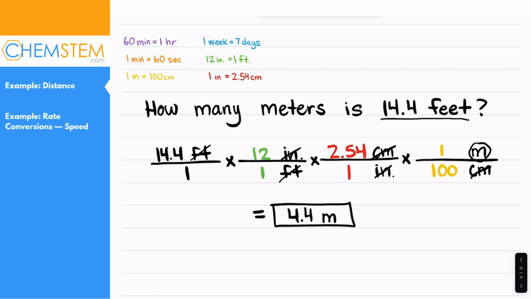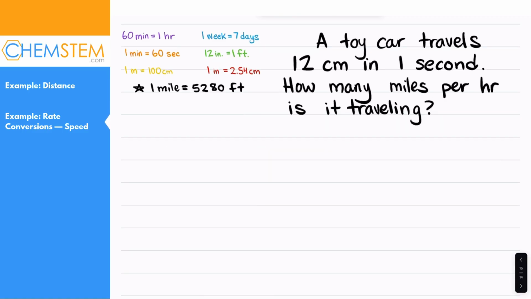We're going to do a slightly harder one where we have something called a rate. You can actually do 2 different dimensional analyses, so to speak, in one problem. So let's look at how that works. Here's a problem. It says a toy car travels 12 centimeters in 1 second. How many miles per hour is it traveling? So this is a rate conversion.